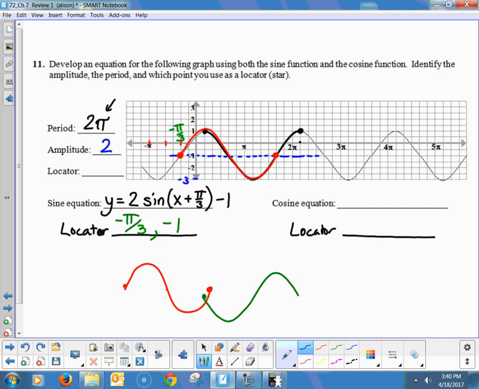Now if we wanted a cosine locator, let me grab the red wave because the red is a sine wave. Pretty close. That black graph makes a darn good cosine wave.